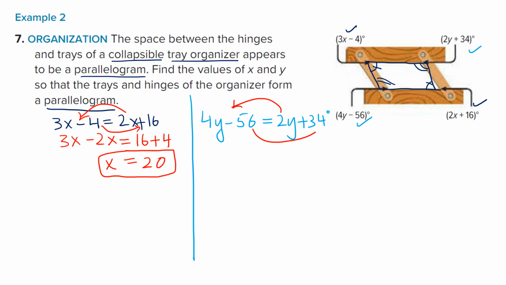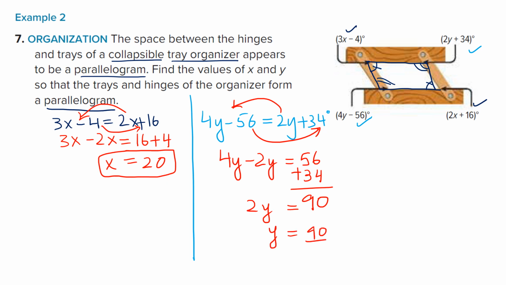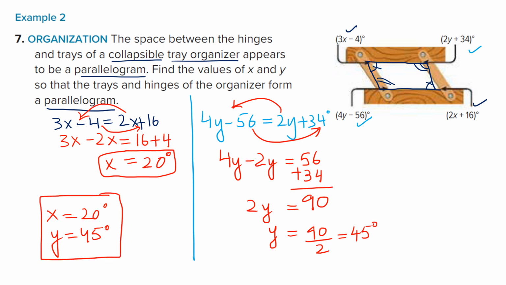Let's find y. I'm going to move the numbers here. So 4y minus 2y is 56 plus 34. So this is going to be 90. 2y is 90. So y is 90 divided by 2, which is 45. So what is the value of your x and y? That makes it a parallelogram. X is 20 degrees, y is 45 degrees. So that's your answer.